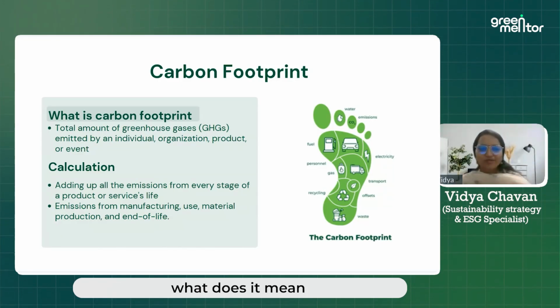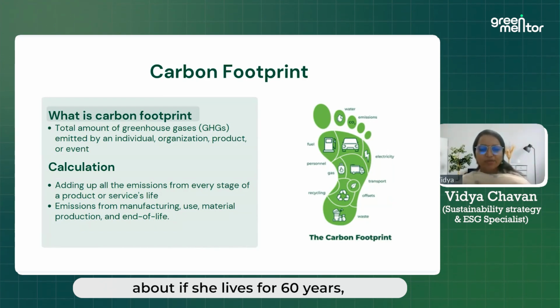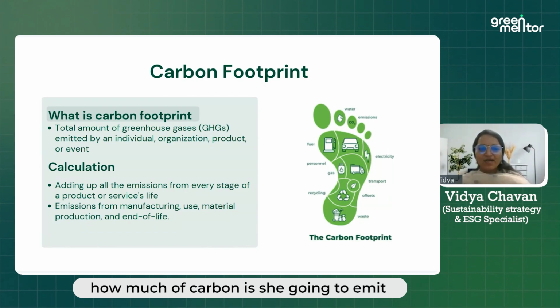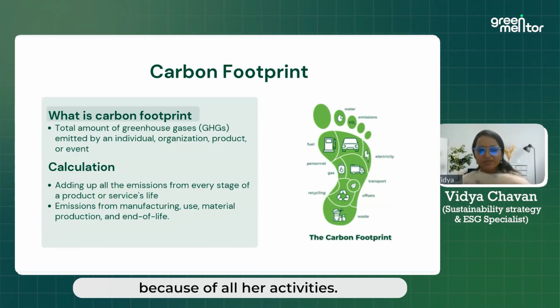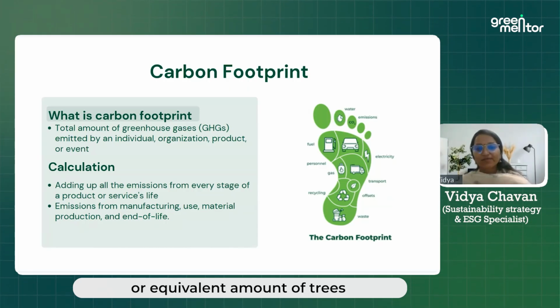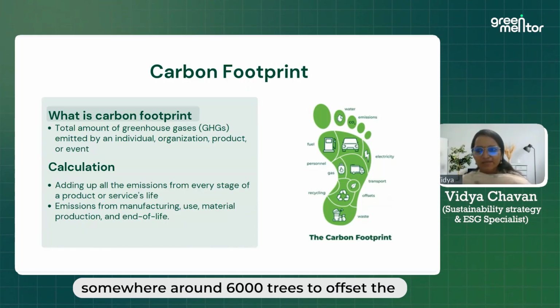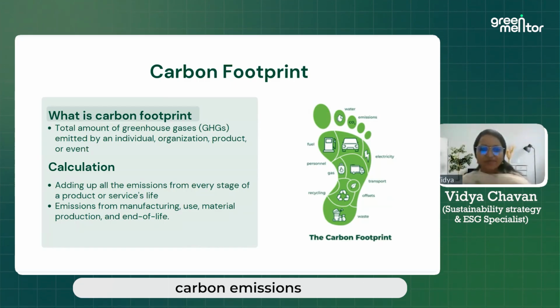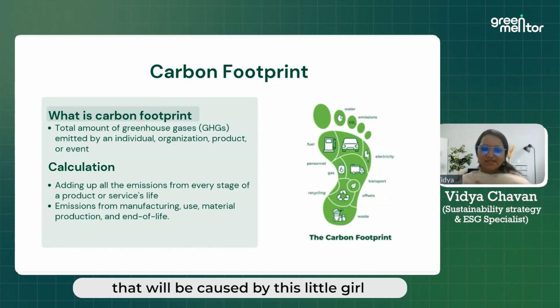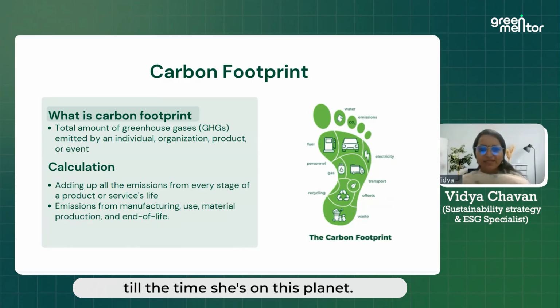Recently, there was news that there is a carbon neutral baby. What it means is her parents ran certain calculations about how much carbon she is going to emit into the atmosphere because of all her activities if she lives for 60 years, and they planted an equivalent amount of trees. So her parents planted somewhere around 6,000 trees to offset the carbon emissions that will be caused by this little girl till the time she is on this planet.